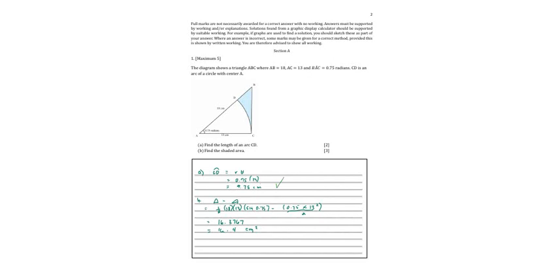Next, you have to find the shaded area. So it's the whole triangle minus the area of the sector. Here's the formula for the area of the triangle and the area of the sector. Subtract the two values, you'll get this, and the shaded area in the figure is equal to 16.4 centimeters.